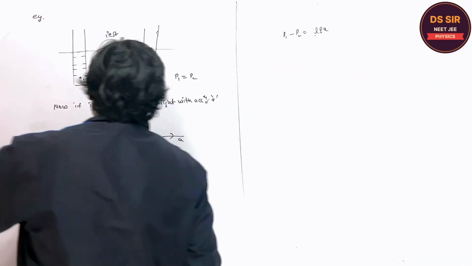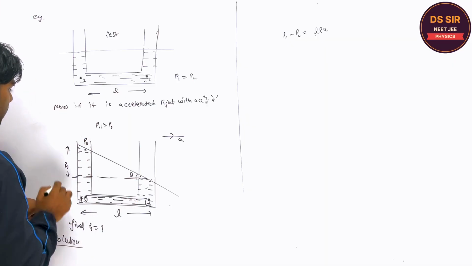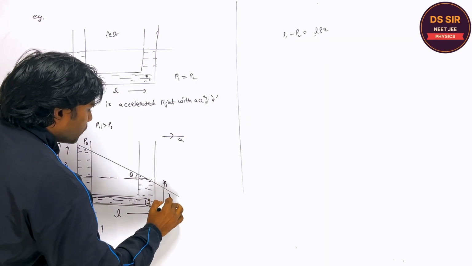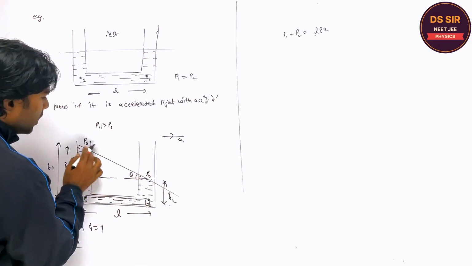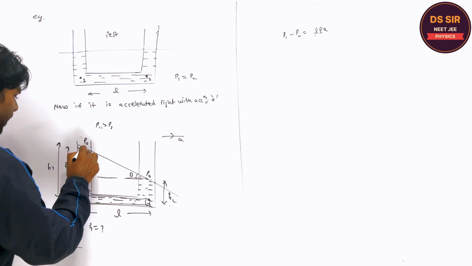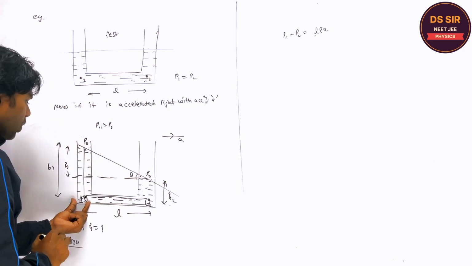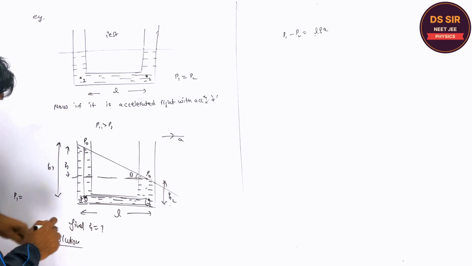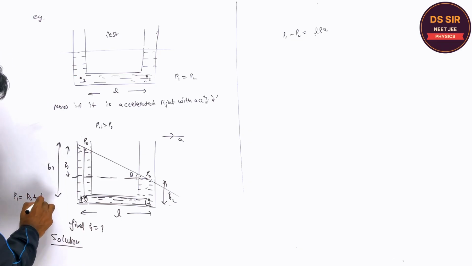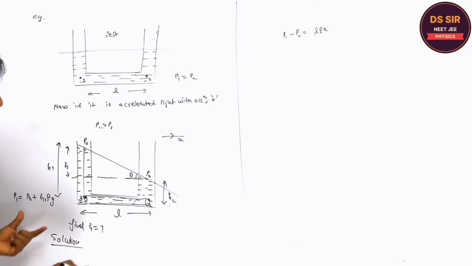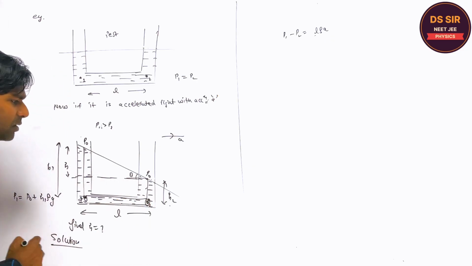And if you consider this the atmospheric pressure, if you consider this H1, and if you consider H2, you tell, it is P naught and P naught because it is open to air. When you move down, can you write the pressure P1 equation? P1 is P naught plus H1 rho G. Is it clear or not?